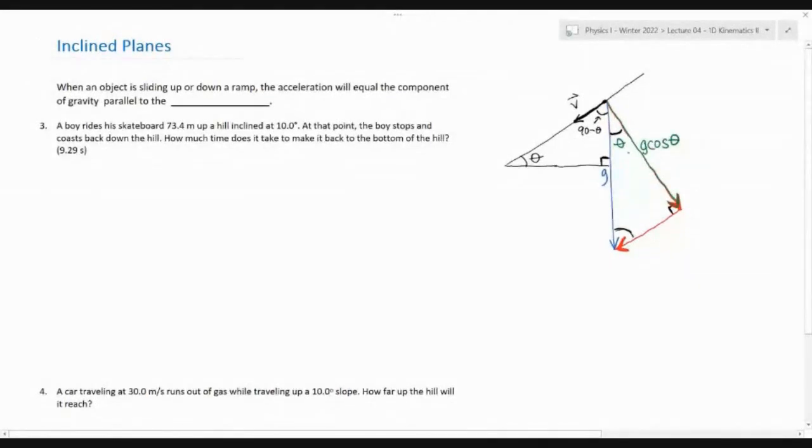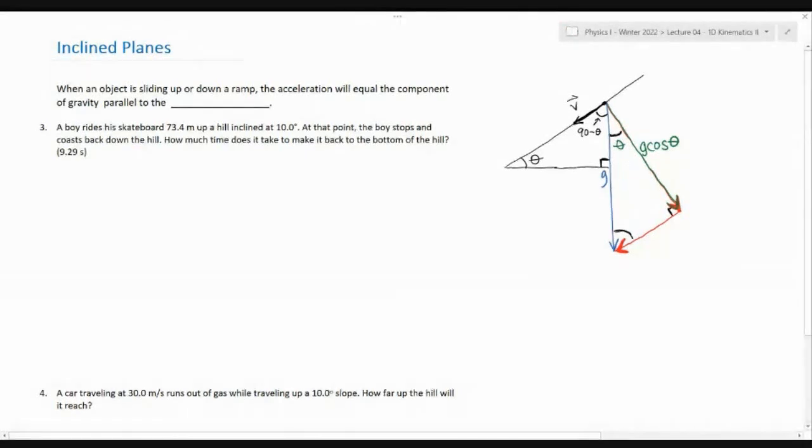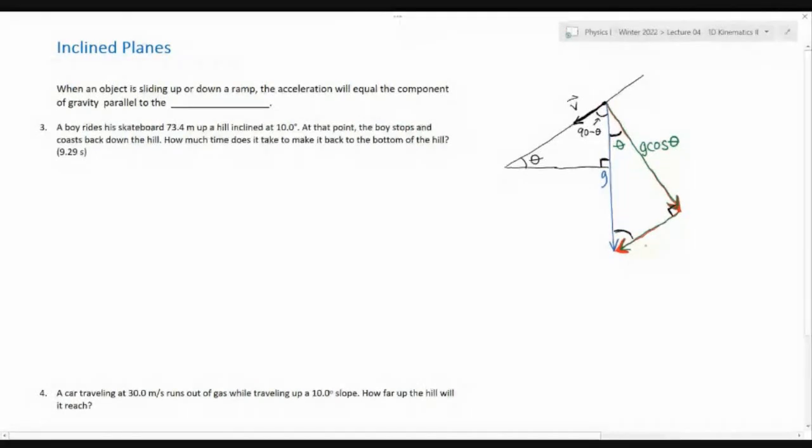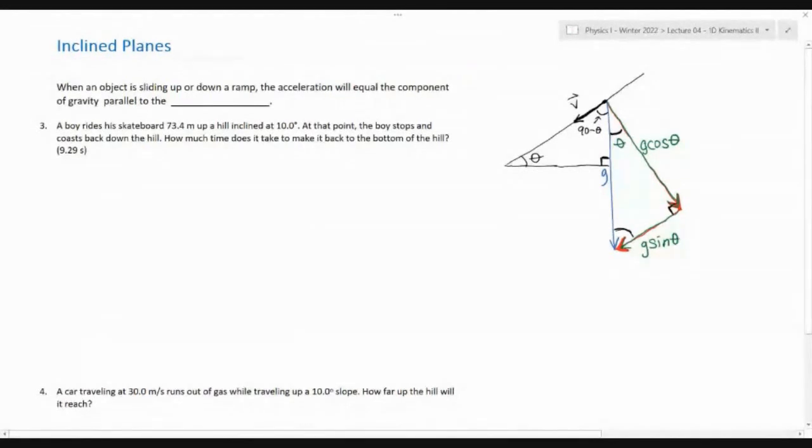And what about the one that's opposite of the theta angle? This vector here, it's opposite. So should we use cos or sine? Yeah, good. So it would be g sine theta. Okay, so which of these two are we going to use when we're using our kinematics equation for acceleration? Are we going to be using g cos theta or g sine theta?